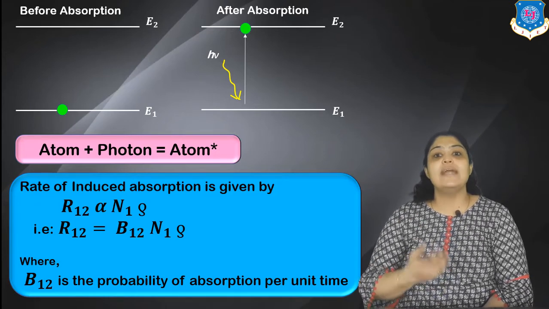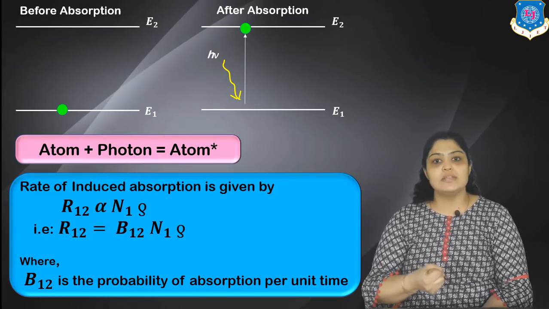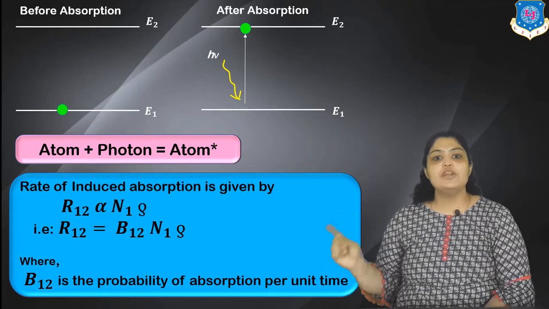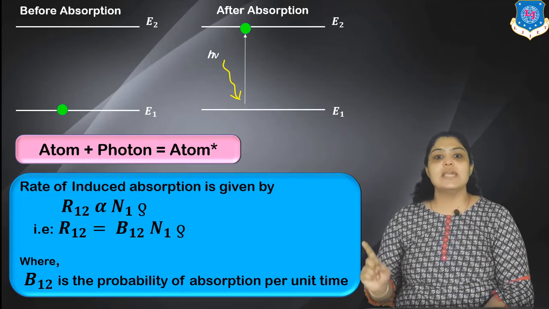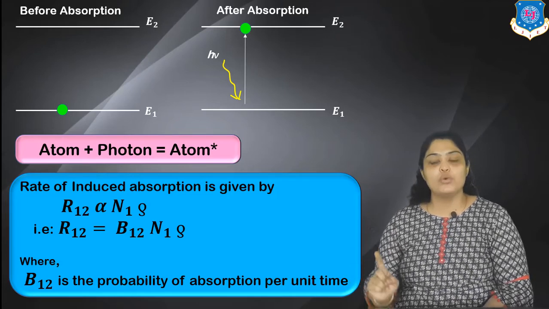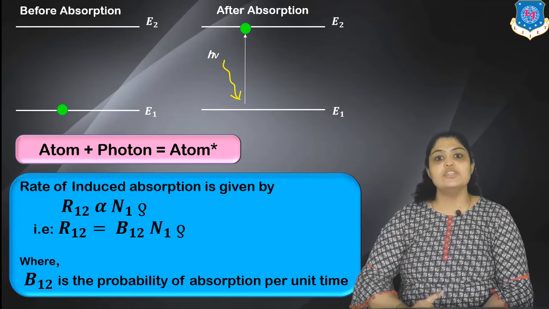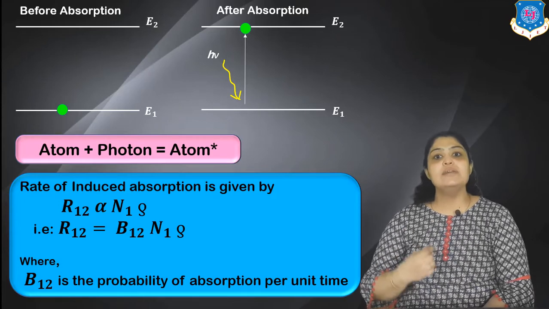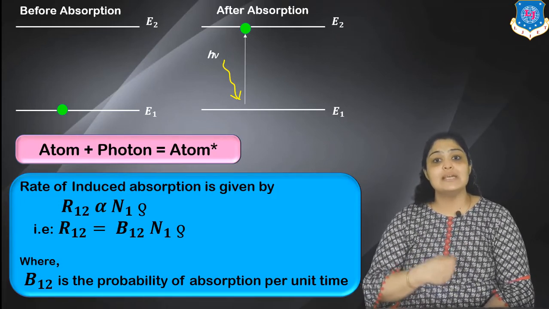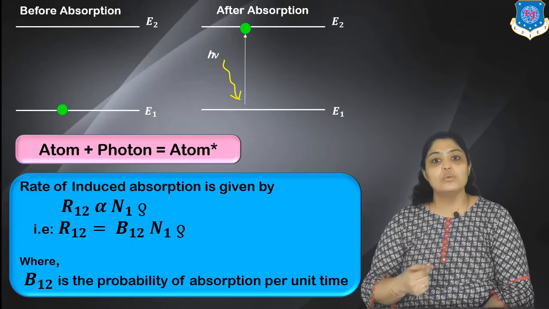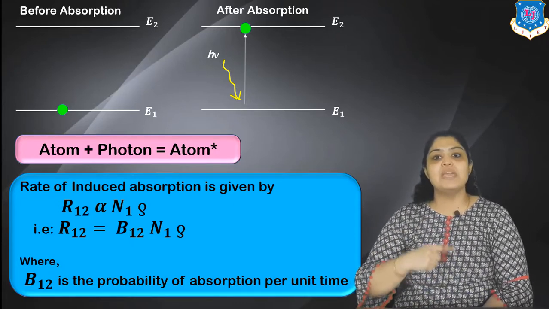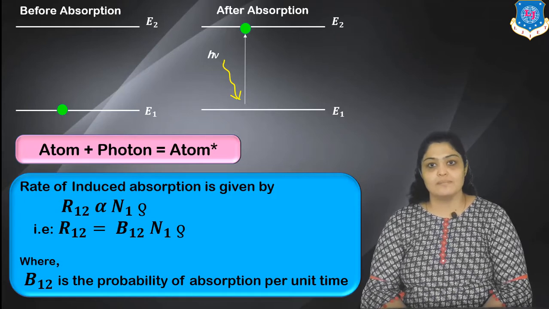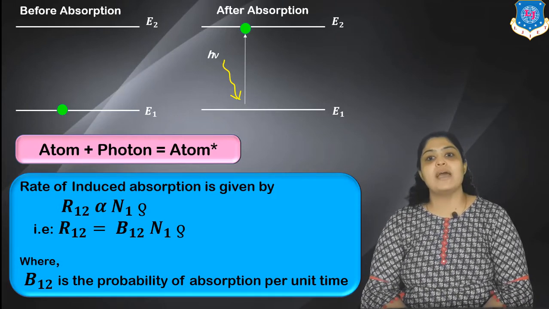It also depends upon the light intensity thrown. If the light is very dense, if it is having a great amount of energy, the excitation would also be higher. So, rate of induced absorption R12 is proportional to N1 into rho, where N1 is the population of lower energy level and rho is the density of radiation. If I remove this proportionality sign, I will introduce a proportionality constant which is known as Einstein's first coefficient, B12. Because the process is from 1 to 2, we use B12. What is B12? It is known as the probability of absorption per unit time. So, this was the first process proposed by Einstein.